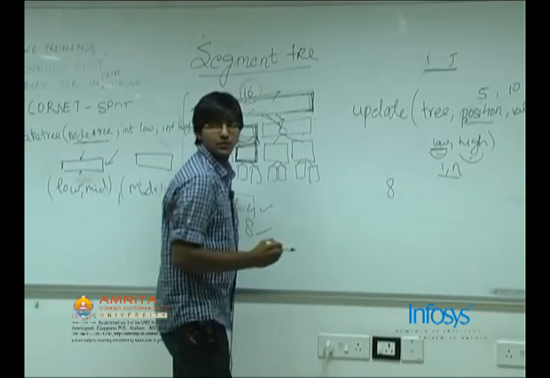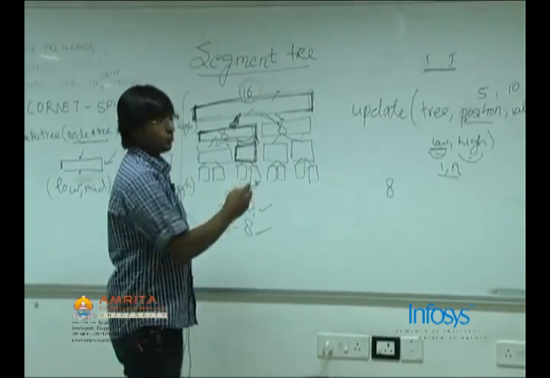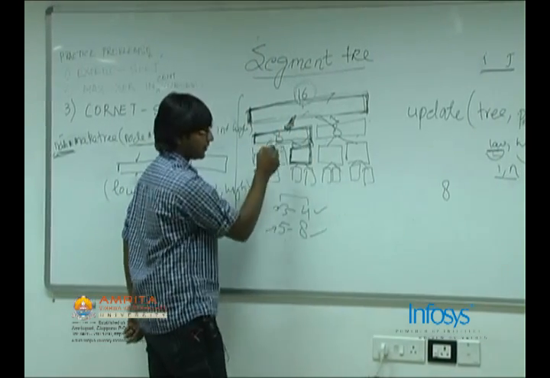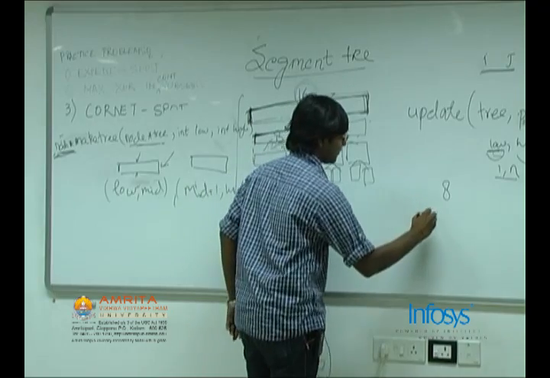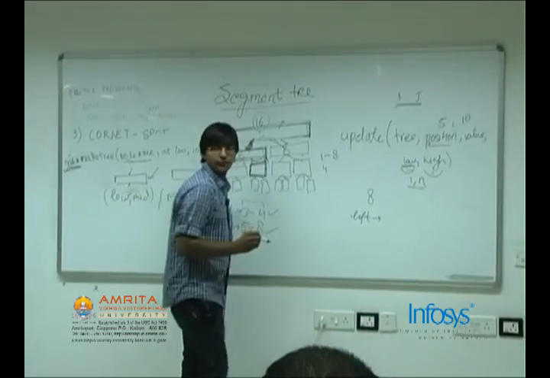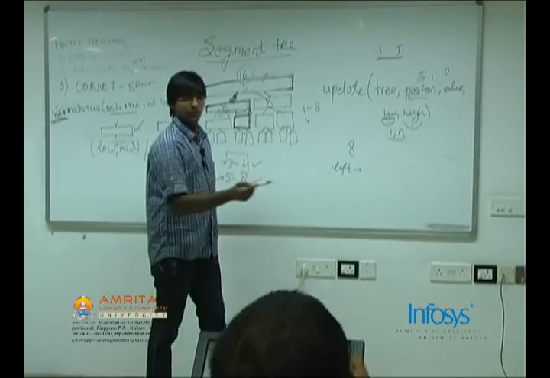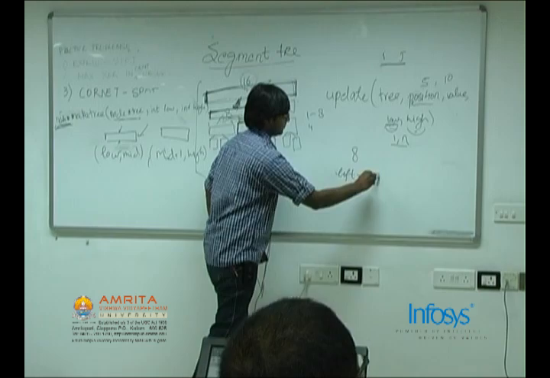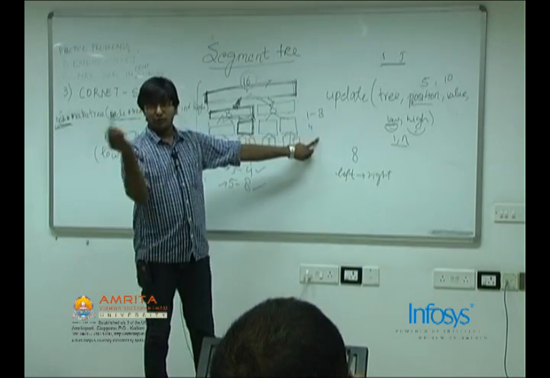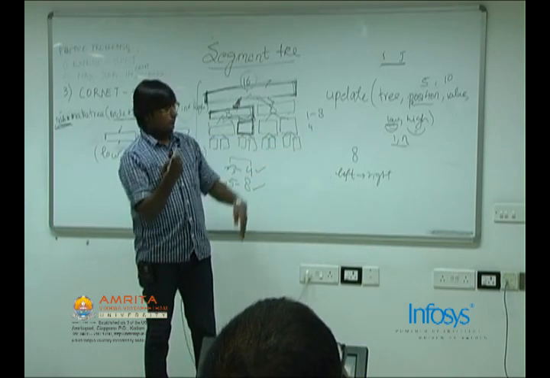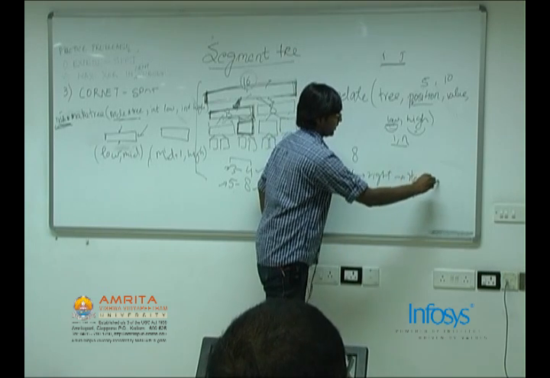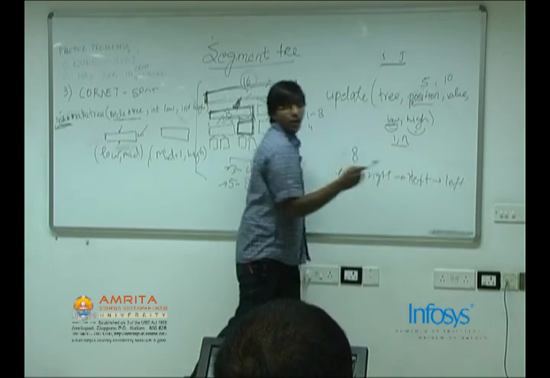It will be 8. 5 is less than 8, so you know this particular element will be present in the left range. You go to this range, so you go to left, then 1 to 8 you calculate the mid is 4, 5 is in the right, so you go right, then 5 to 8, again the mid is 6, 5 is on the left, and then again left. You will update that.